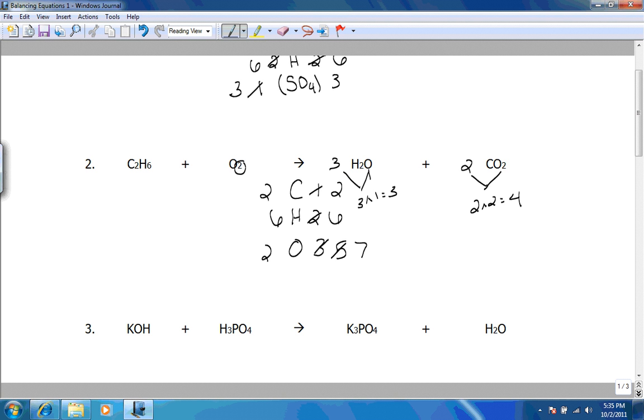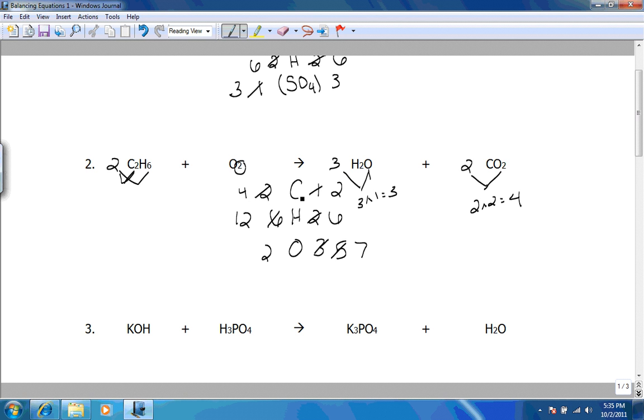There's a couple different ways to go about doing this. The easy way is to multiply the first one by 2 and then just start completely over. So we have now 4 carbons on this side rather than 2. And we have 12 hydrogens rather than 6. So we need to fix that.